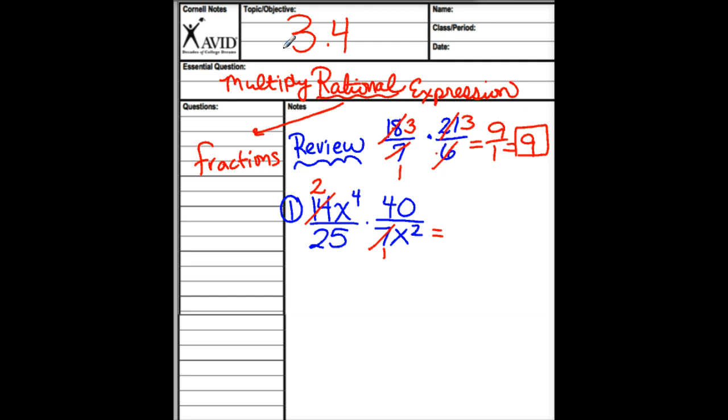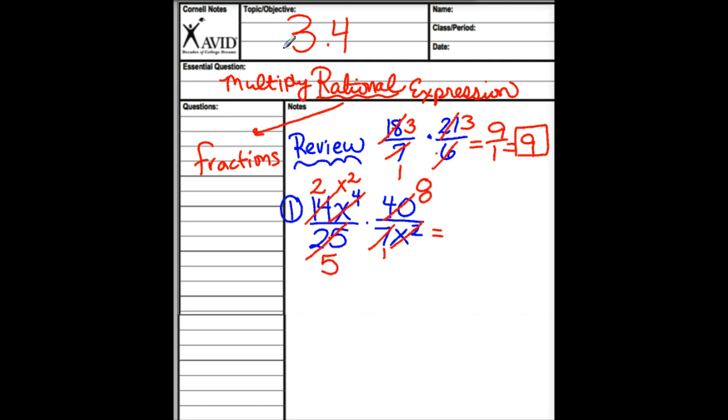Are there any x's living on the bottom? And the answer is yes, there's 2 of them. So I'm going to divide 2 out of here, leaving no x's. I'm going to divide this one by 2 x's, leaving me with x squared. 40 has a 4 in it, that doesn't live in 25, has a 10 in it, doesn't live in here, has an 8 in it, has a 5 in it, there it is. So I'm going to divide a 5 out of the 40. I'm going to divide a 5 out of the 25.